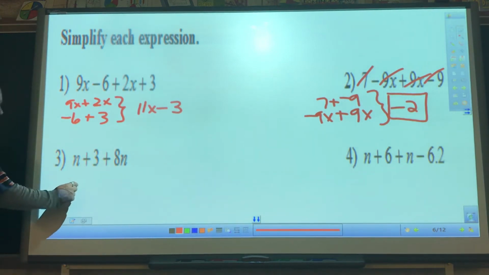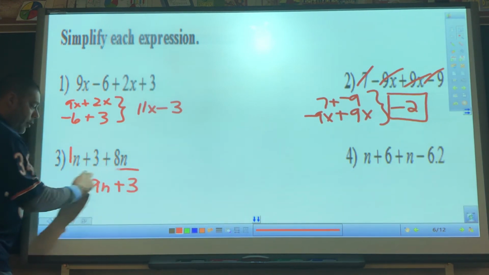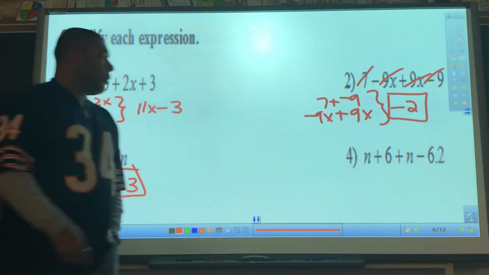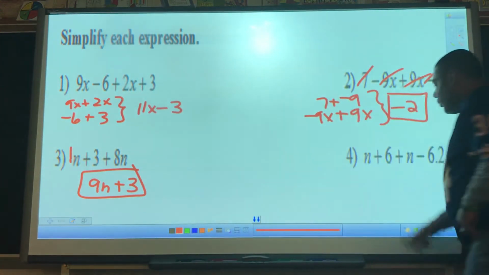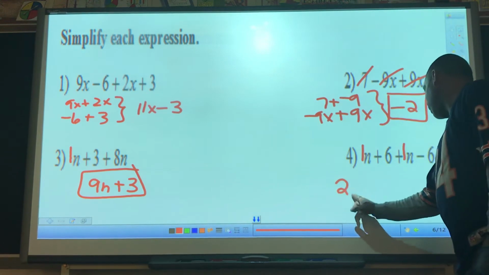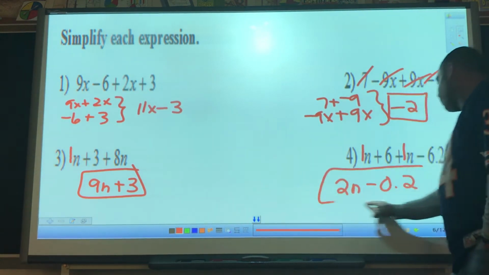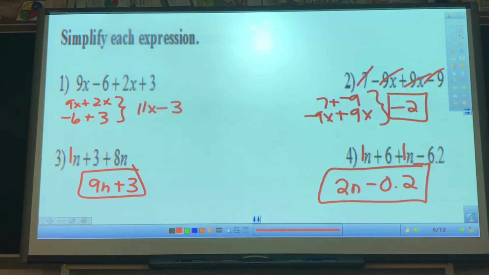For number 3, remember that's a 1n, so you're going to end up with 9n plus 3 for your answer. Again, remember on this, these are 1n's. So this is going to be 2n minus 0.2. Okay, for that last one.